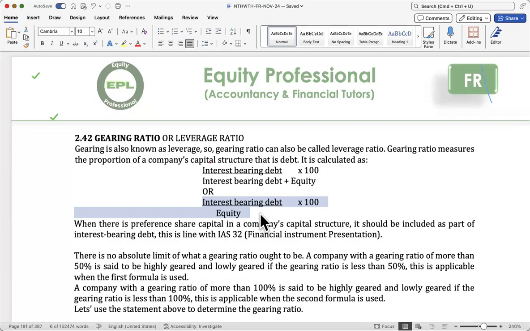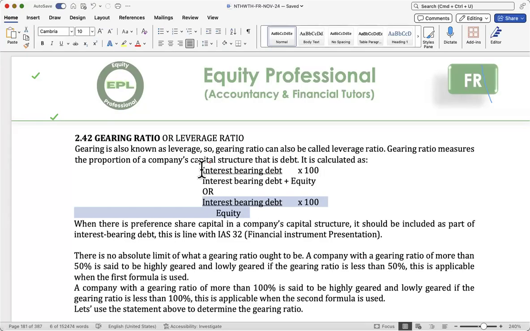The examiner usually will tell you which of these ratios to use because either of them will fly. So they will tell you which of them to use. They will tell you that, okay, for gearing ratio, use the capital structure as debt plus equity, or they will tell you the entire formula you should use.